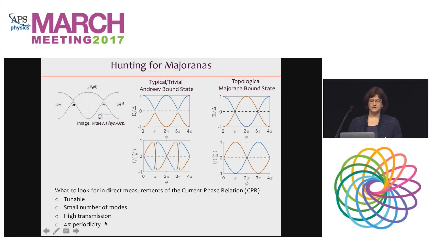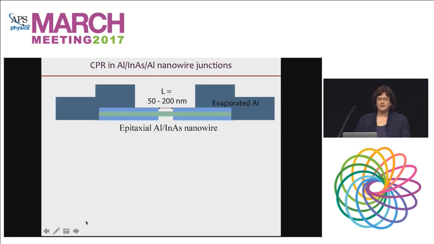So what you want to look for in direct measurements of the current phase relation is something that's tunable, has a small number of modes, has high transmission, and ultimately something that you can tune into a state of 4-pi periodicity. I could talk about a number of different junctions in which it might be possible to realize these things.